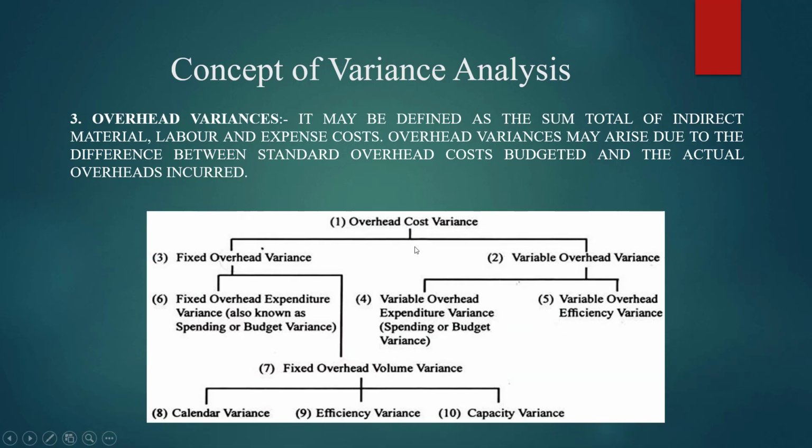Now this is the structure of overhead cost variance. Under this overhead cost variance, there is fixed overhead variance and variable overhead variance. Under this, again fixed overhead variance is divided into fixed overhead expenditure variance. These things will be clearer to you once we do some numerical problems. Okay, so when we do the numerical problems, it will be much clearer to you. So for that, we have to practice more of these types of questions.